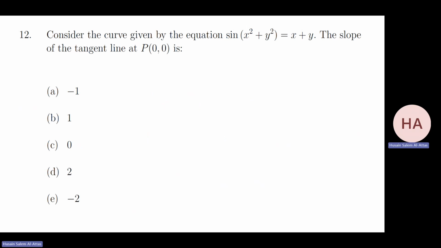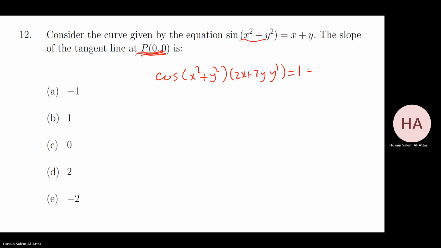Consider the curve given by this equation, the slope at this point. Differentiate with respect to x, and then substitute at this point. Cosine of x squared plus y squared times 2x plus 2y y prime equals 1 plus y prime. Since it's (0, 0), usually it's easy to do it quickly. Cosine 0, which is 1. This is 0 plus 2y prime equals 1 plus y prime. So I have 2y prime.